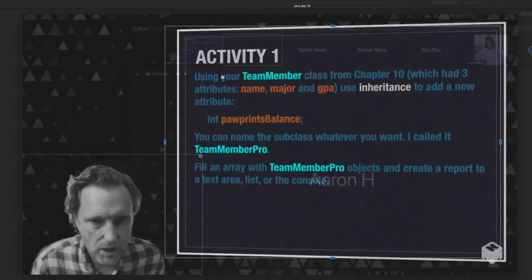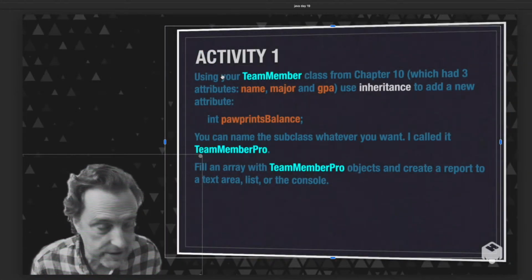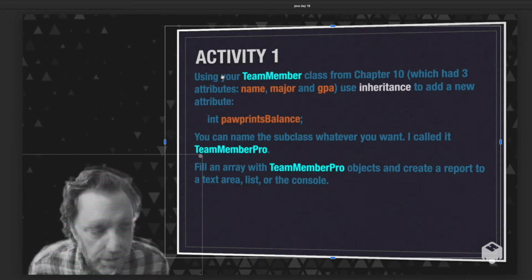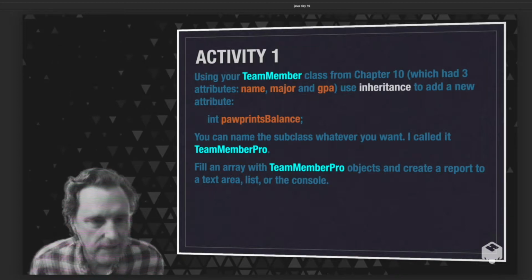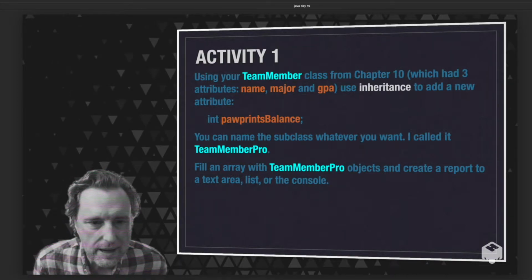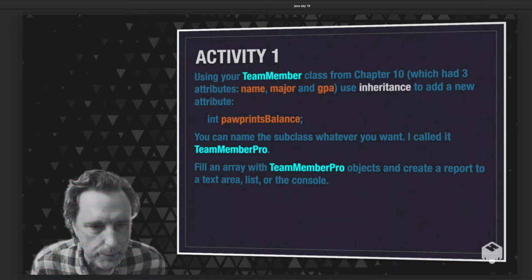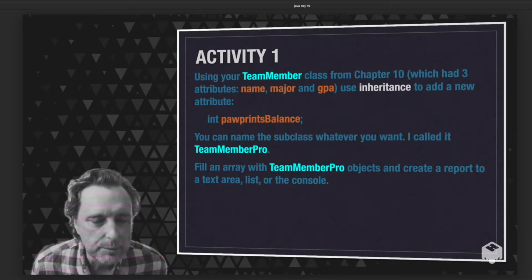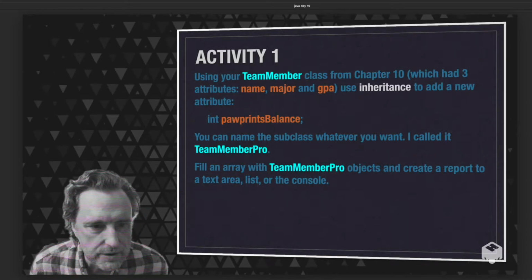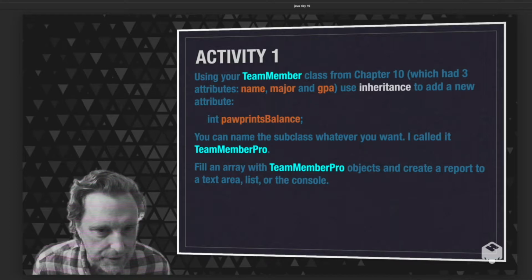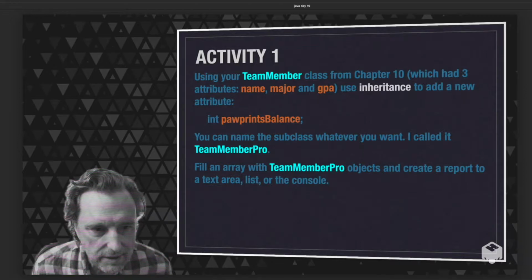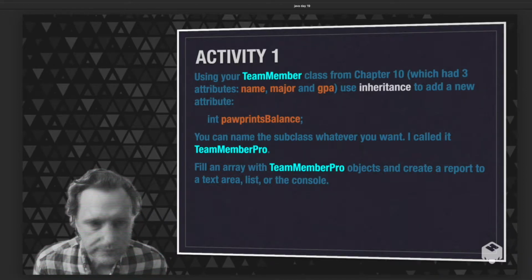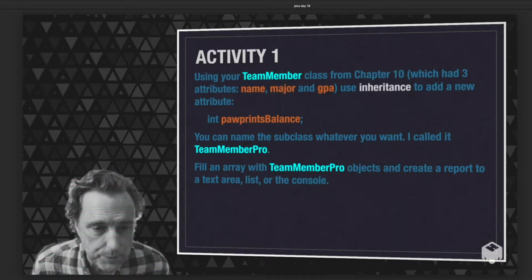All right. Okay, so last time, we did this activity. It was a type-along activity. We added on to the TeamMember class that we had created in chapter 10 and created a new TeamMemberPro class, which was a subclass of TeamMember. So we used inheritance to create TeamMemberPro objects. And the key difference was that TeamMemberPro objects will have this paw prints balance or anything that you would want to add. And the code to add that to our app was super simple.